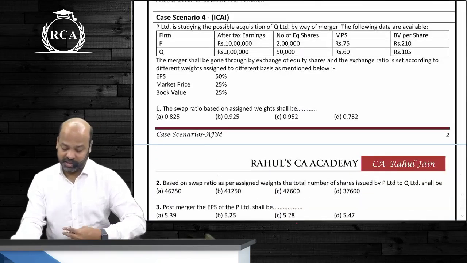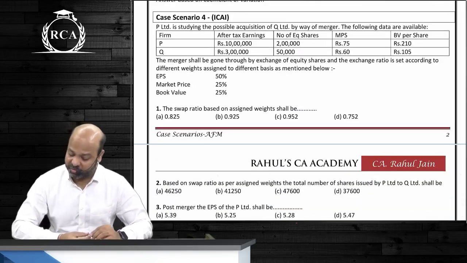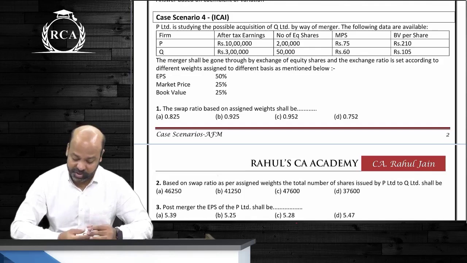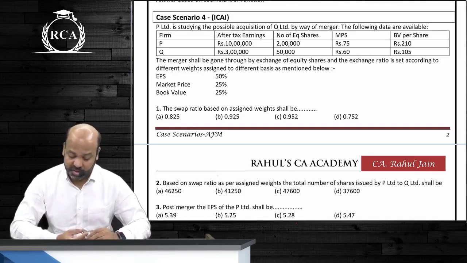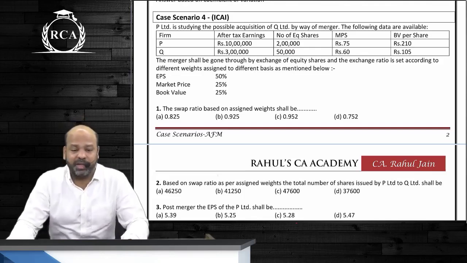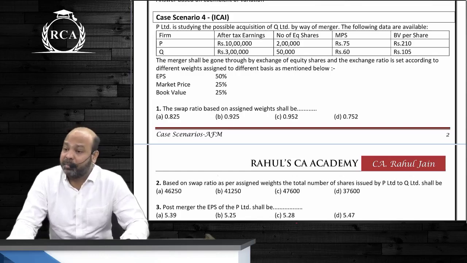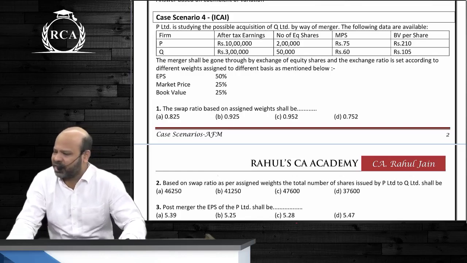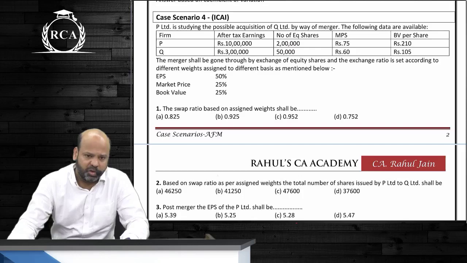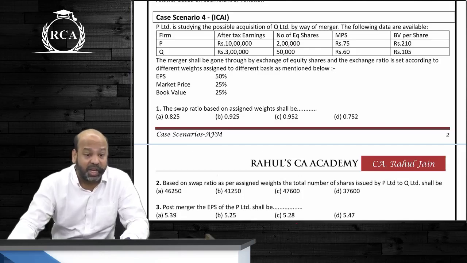P Limited is studying the possible acquisition of Q Limited by way of merger. The following data are available. They've given us after-tax earnings, number of equity shares, market price per share, book value per share. The merger shall be gone through by exchange of equity shares and the exchange ratio is set according to different weights. To compute the exchange ratio, what do we write? Per share value of target company divided by per share value of the acquiring company. You always write the selling company in the numerator, purchasing company in the denominator.